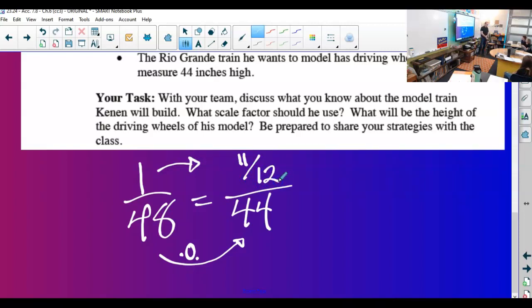Now, we don't normally measure inches in 12ths, but that's how big it would be. It'd be almost an inch. It'd be 11/12 of an inch. So that's how we deal with that. Questions?